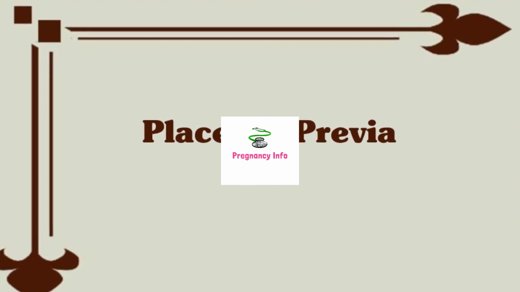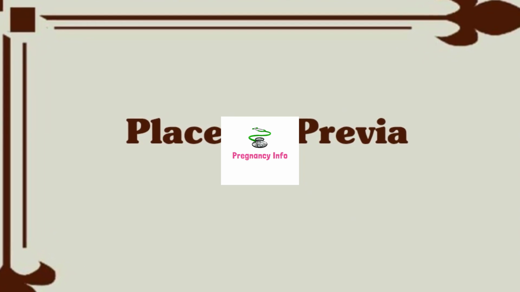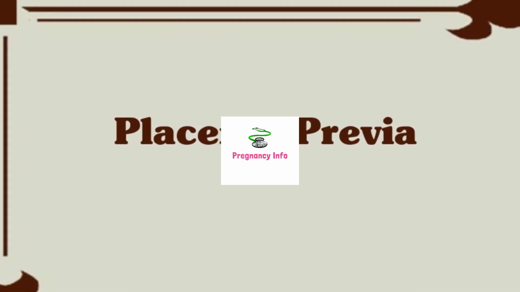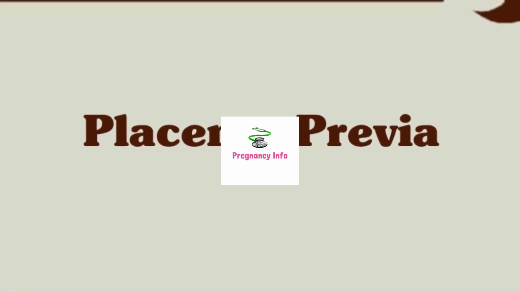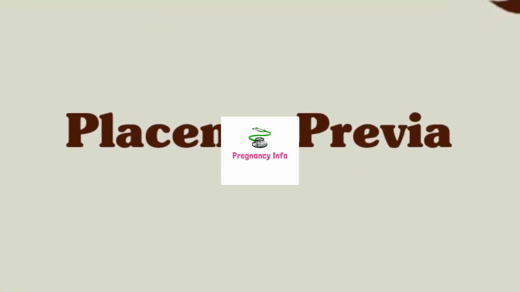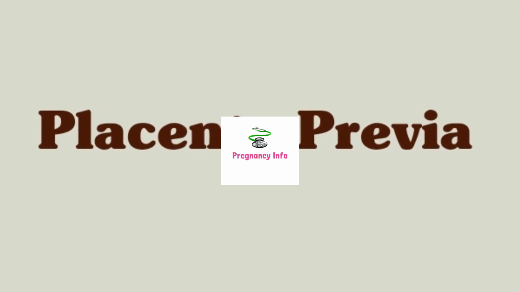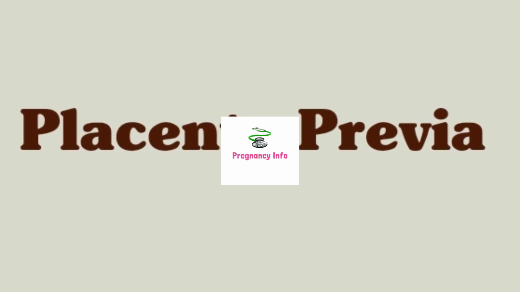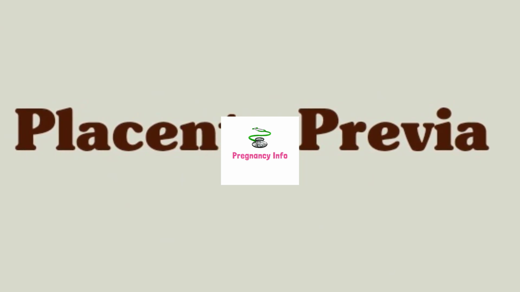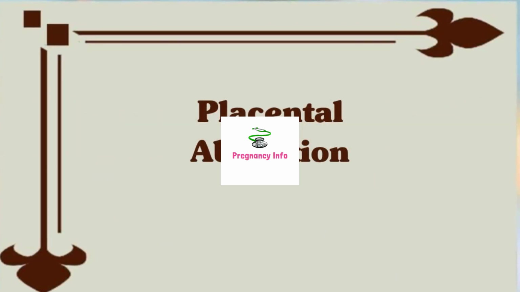This occurs when the placenta lies low in the uterus and partially or completely covers the cervix. 1 in every 200 pregnant women will experience placenta previa during the third trimester. Treatment involves bed rest and frequent monitoring. If a complete or partial placenta previa has been diagnosed, a cesarean is usually necessary. If a marginal placenta previa has been diagnosed, a vaginal delivery may be an option.